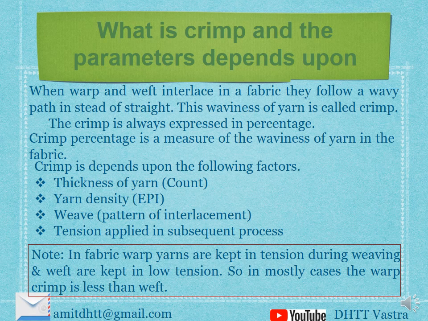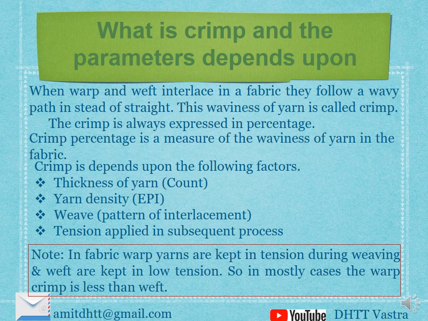Crimp: when we go for weaving, all the warp threads are interlaced with each other. That is, the vertical threads are warp and the horizontal threads are weft. When they are interlaced, all the threads change from a straight line to a wavy path according to the interlacement. This is the measure of the waviness, which is called crimp, and it is measured in percentage. The crimp percentage is the measure of waviness.